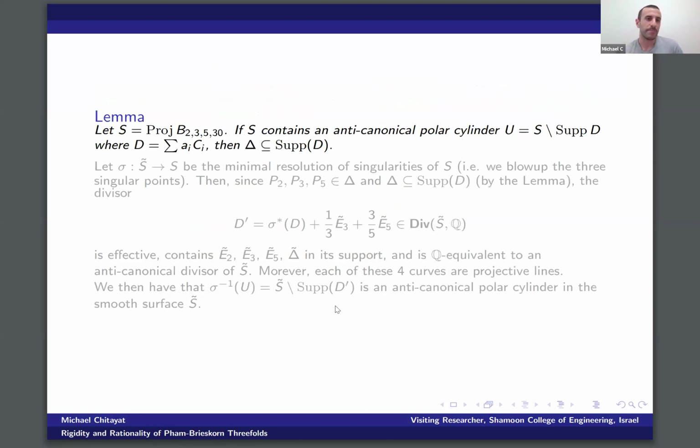So a lemma: let S be our surface. If S contains an anti-canonical polar cylinder U, and U is the complement of the support of some divisor D that is Q-equivalent to our anti-canonical divisor, then delta is contained in the support of D. So basically what this is saying is the support of the complement of our anti-canonical polar cylinder contains this curve delta.